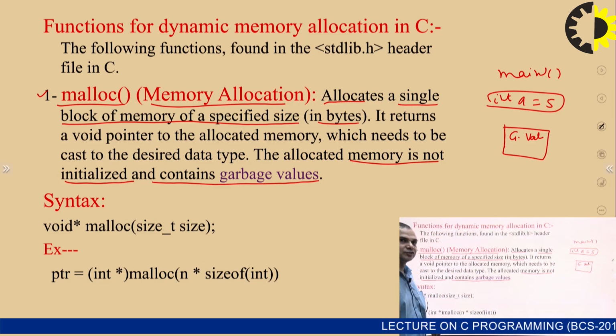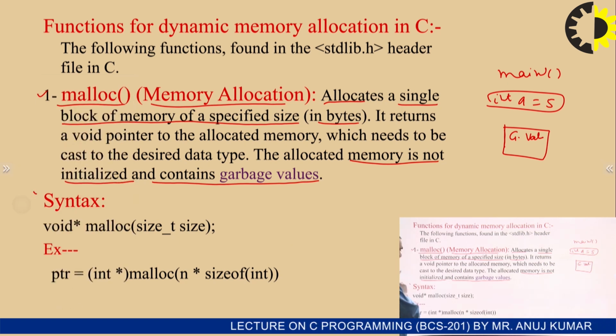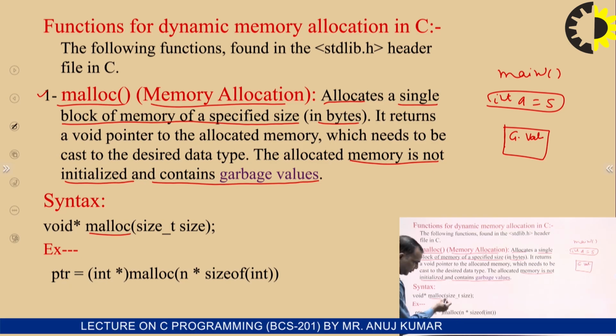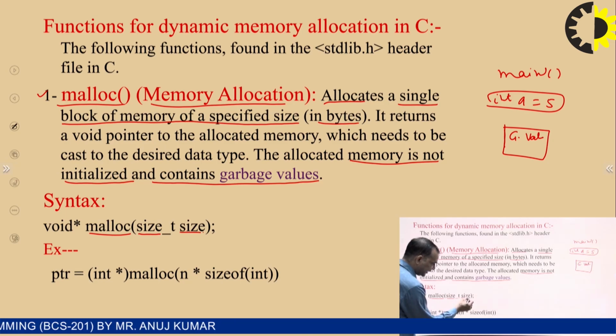What is the syntax of this? When we are using the dynamic memory, the syntax is that we have to declare it with the help of malloc. First we have to declare the size, meaning how many variables we have to declare. Suppose here in the program we have declared a pointer variable ptr and we have used malloc.